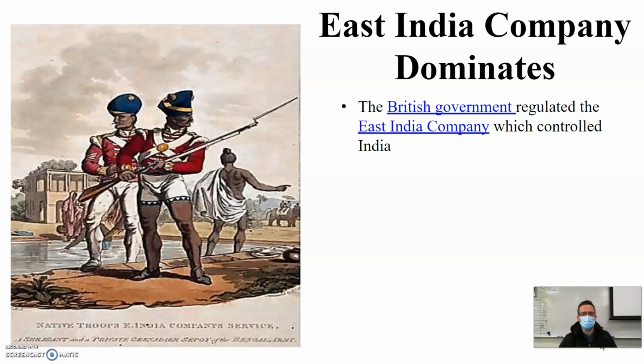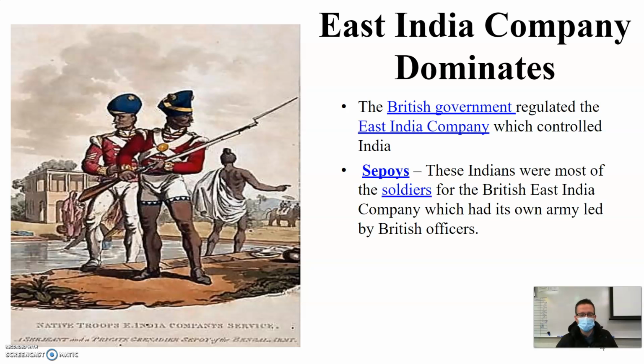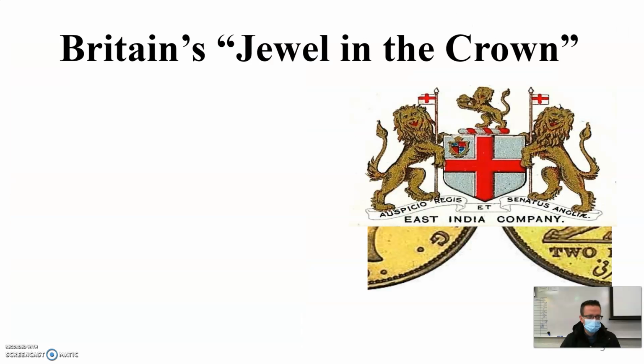Remember, it's a company, but it acts as its own country. It is regulated by the British government, but they really can do as they please to turn a profit. And one way they're able to maintain the control is through having sepoys. These Indians were soldiers that were hired by the company, so they had their own military presence. The majority of them were sepoys, but then they had maybe British officers actually in command.